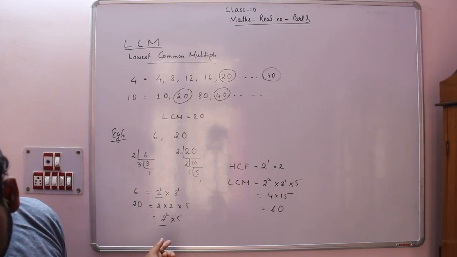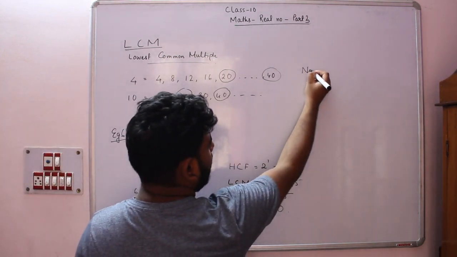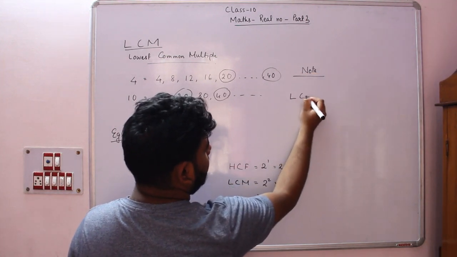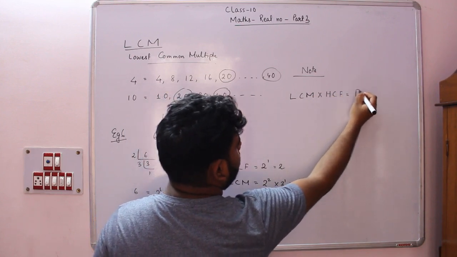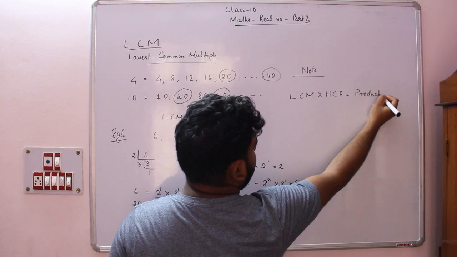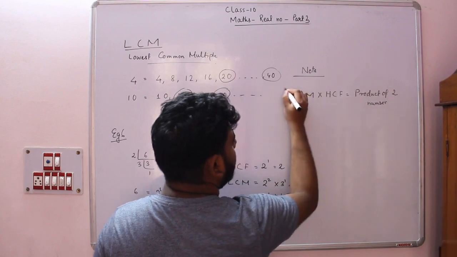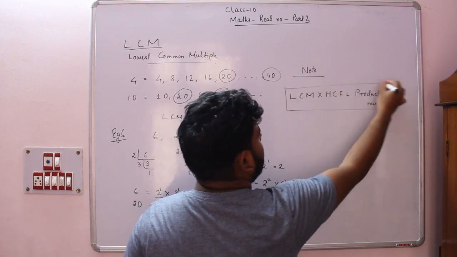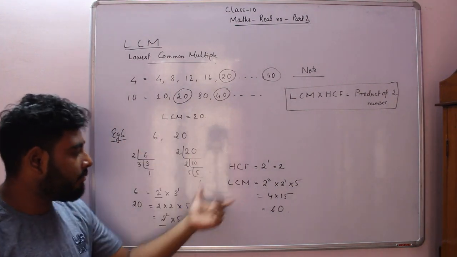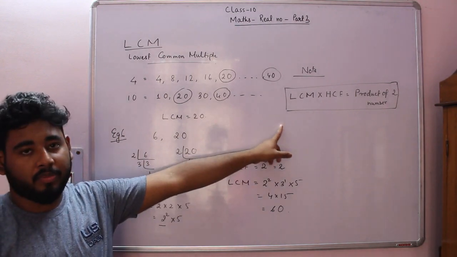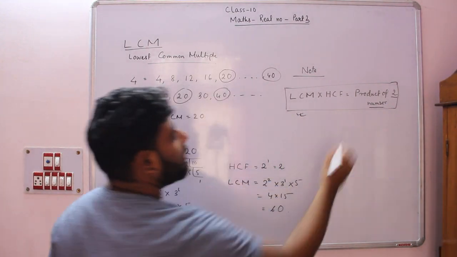And there is a relation by which you can find this. Note this formula: LCM into HCF will give us the product of two numbers. That formula you remember, and most importantly, if they have asked you to find the LCM and HCF of three numbers, then you have to do it by the earlier method. Then you cannot use this formula. This formula is only applicable to how many numbers? Two numbers. You keep this in mind.